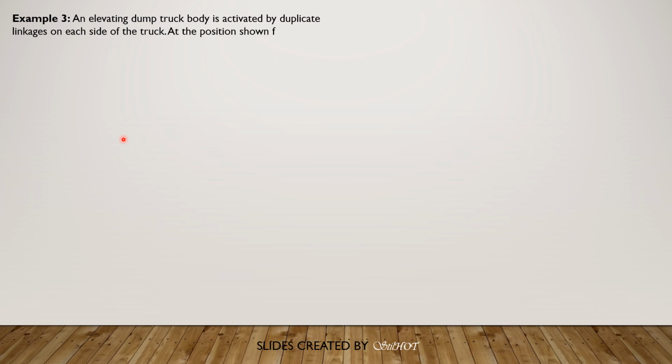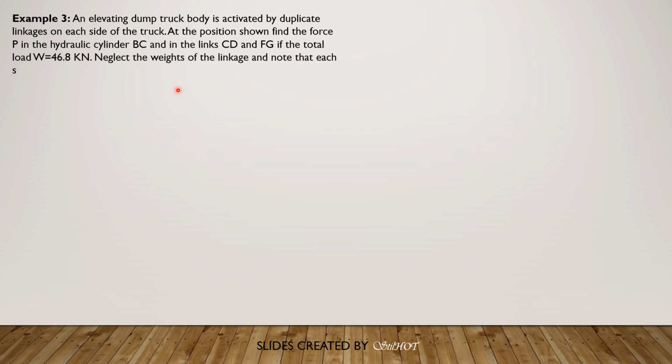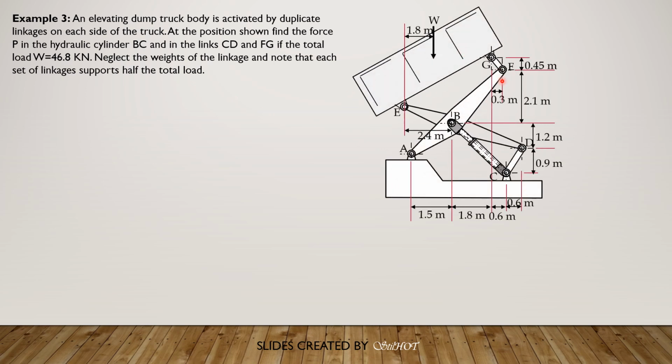This one, example 3 on machines. An elevating dump truck body is activated by duplicate linkages on each side of the truck. At the position shown, find the force P in the hydraulic cylinder BC and in the links CD and FG if the total load W is 46.8 kilonewtons. Neglect the weights of the linkage and note that each set of linkages supports half the total load. So the figure shows only one set of the linkages, and therefore this W here must be divided by 2.